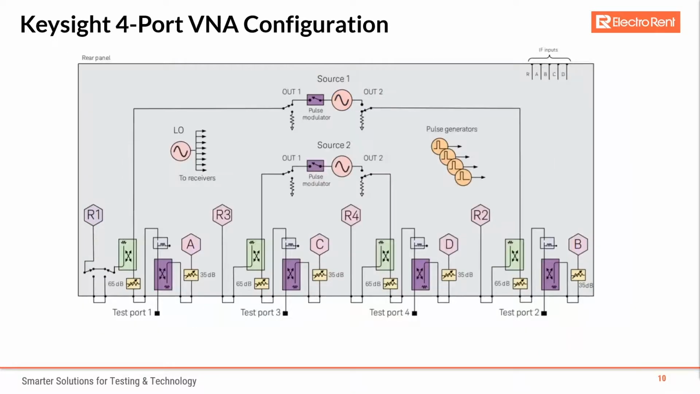In a 4-port model, the design can actually be a little bit more advanced. You'll have 4 ports with 4 receivers and 2 sources in the 4-port vector network analyzer model. You'll also have your LOs and pulse generators as well. And as you can see, you'll have your different types of attenuation pads that will also be installed at the front end of the ports.